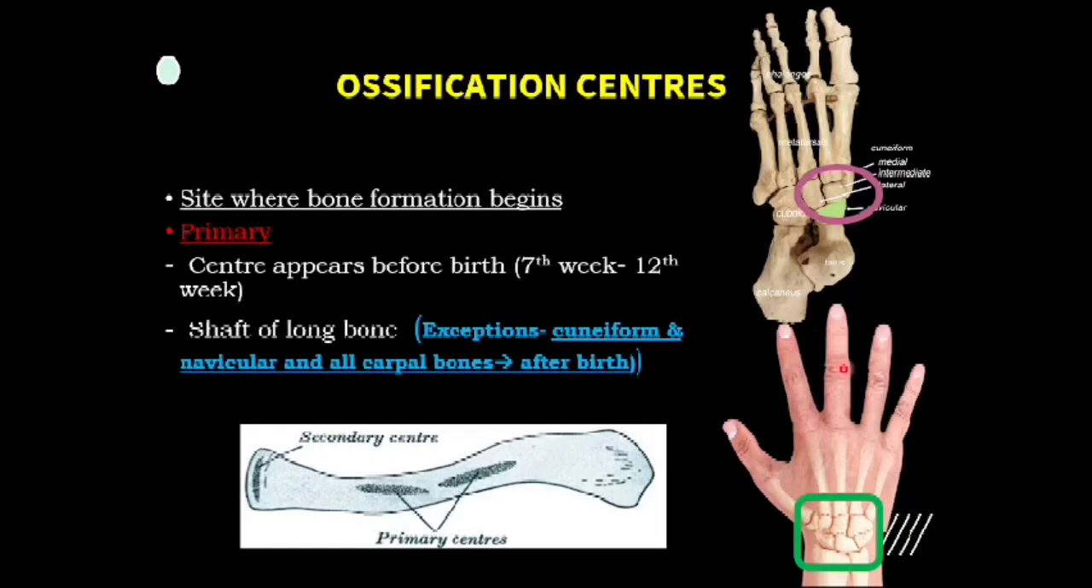Some exceptions are cuneiform and navicular, which are tarsal bones, and all carpal bones, which ossify after birth. I have already mentioned when we discussed the short bones that three tarsal bones, that is the talus, calcaneum and cuboid, ossify before birth. That means all these three tarsal bones ossify in the intrauterine life itself, by the primary ossification center. But the other tarsal bones, that are the medial, lateral and intermediate cuneiform bones, the navicular bone, and all the 8 carpal bones, ossify after birth.